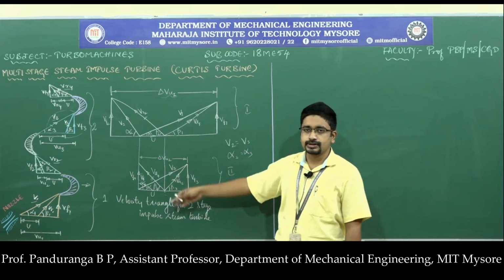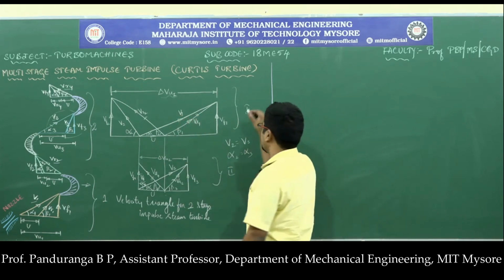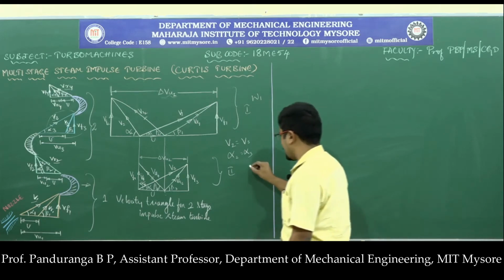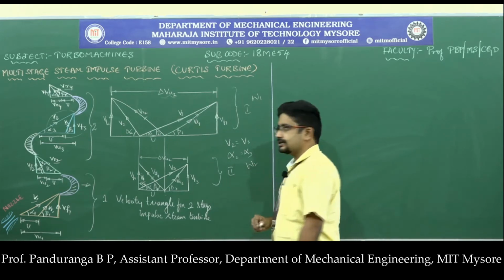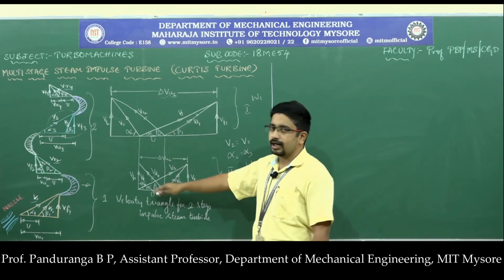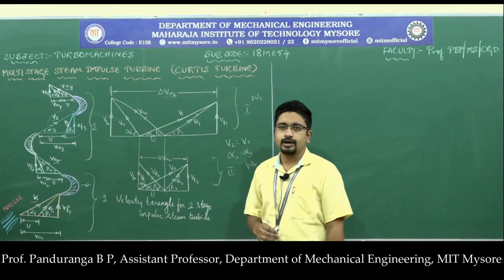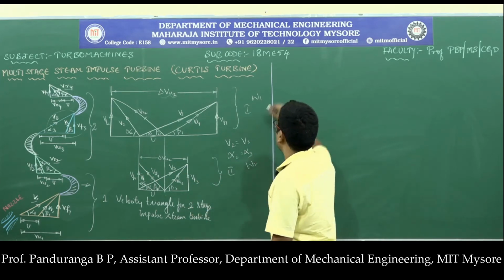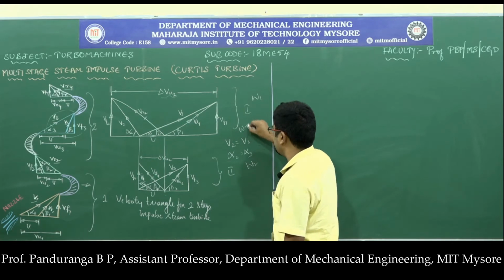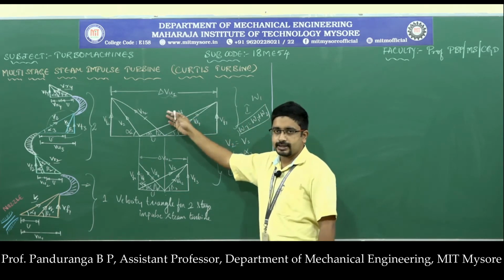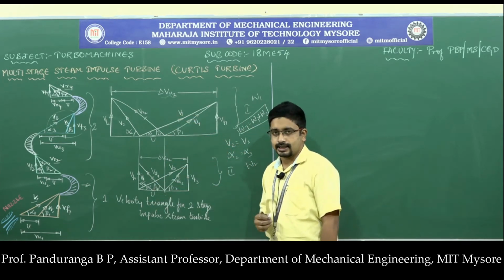Now since we have two stages, we have work done for the first stage, which I will call W1, and we have work done for the second stage, I will call it W2, and the total work done by the Curtis turbine or two-stage impulse steam turbine will be, I will call it WT, which will be equal to W1 plus W2. That is the sum of work done by the first stage and work done by the second stage.